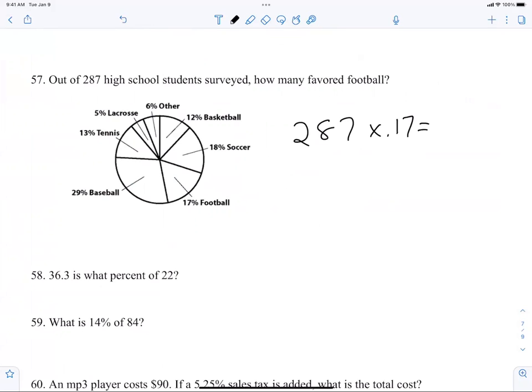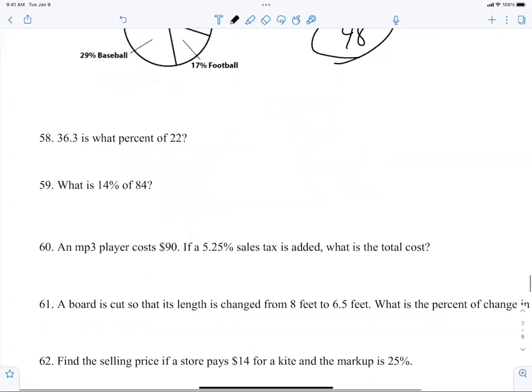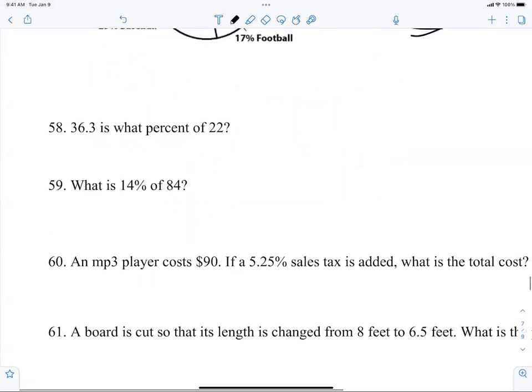Is it still the same answer? That's kind of dumb. 48. Okay. All right, now I'm going to let you, because you were saying you had trouble. Max, I want you to tell me about 58. What would I do?